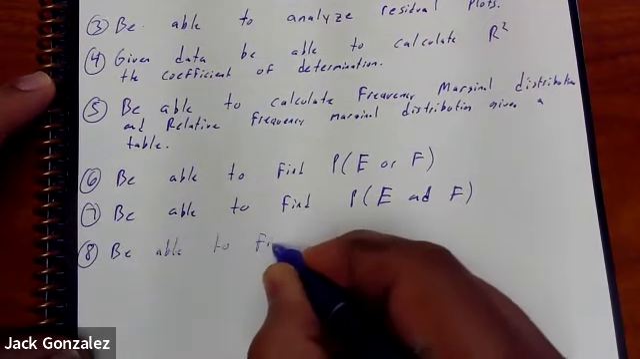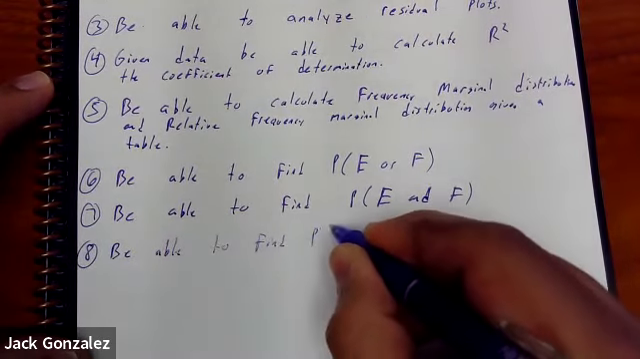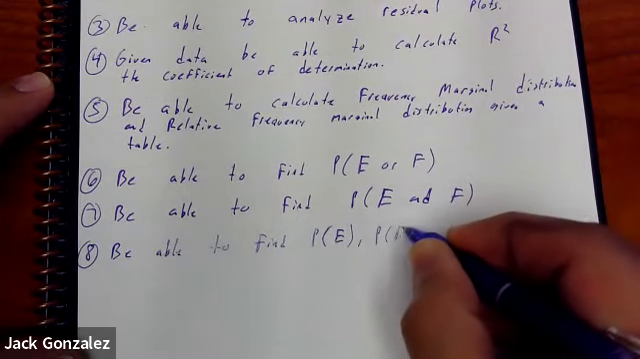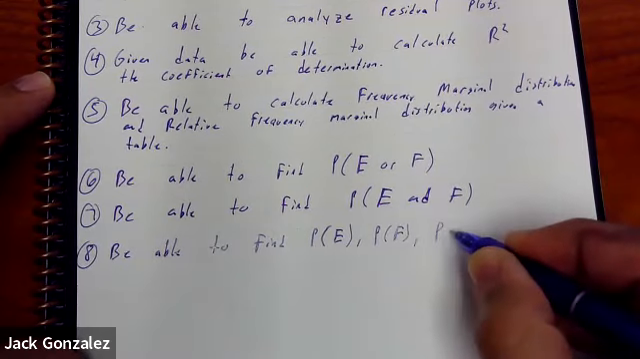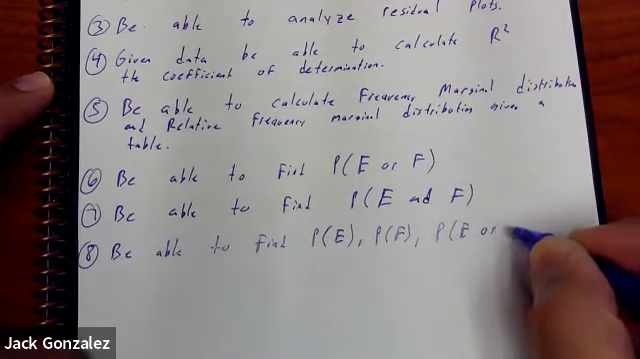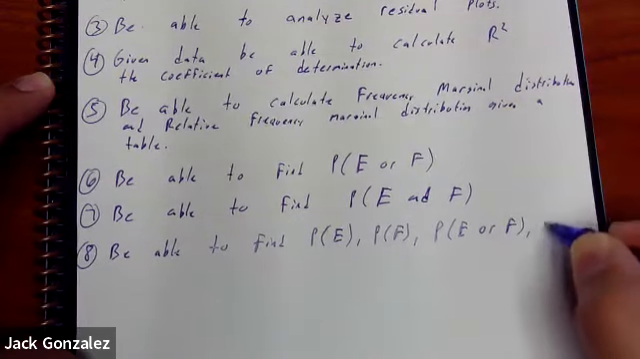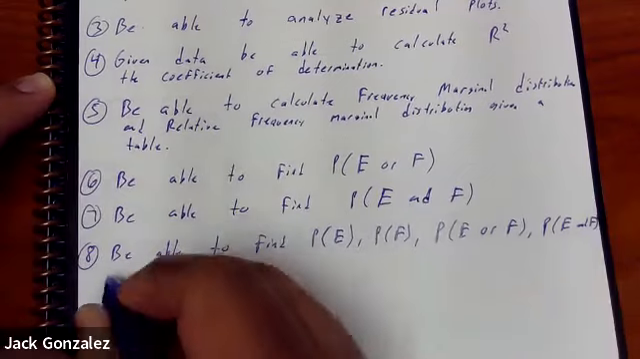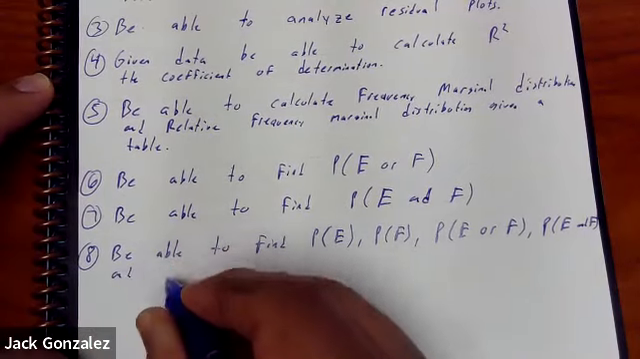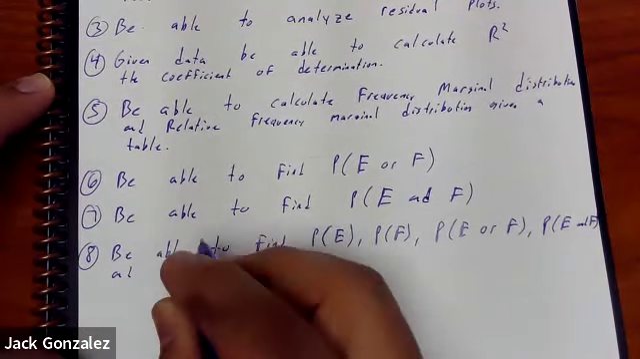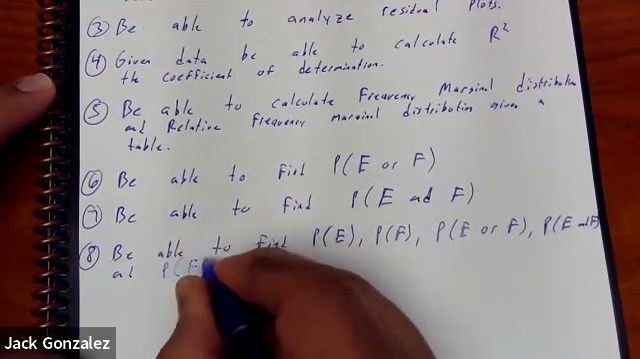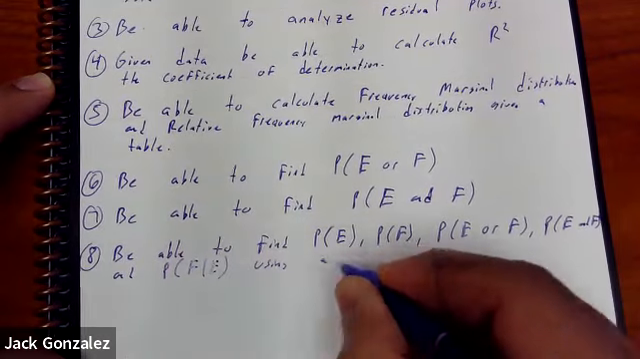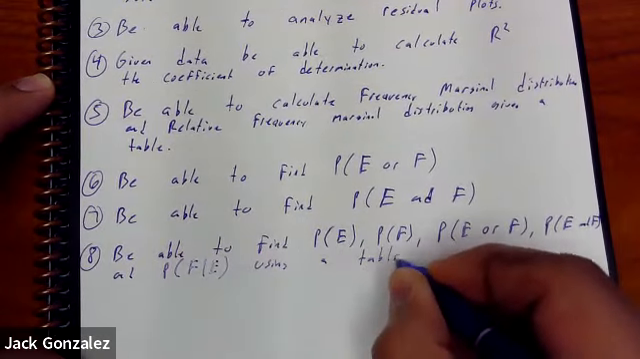Be able to find probability of E, F, E or F, E and F, and probability of F given E using a table. I think we did one of those, right?